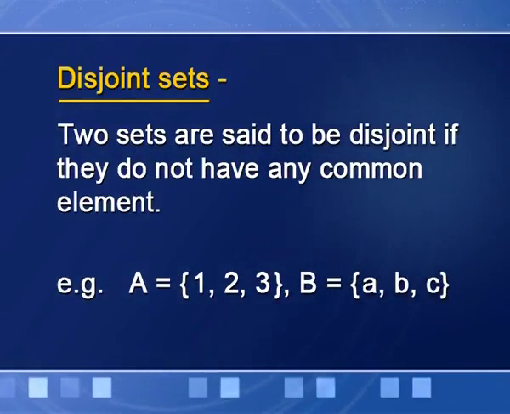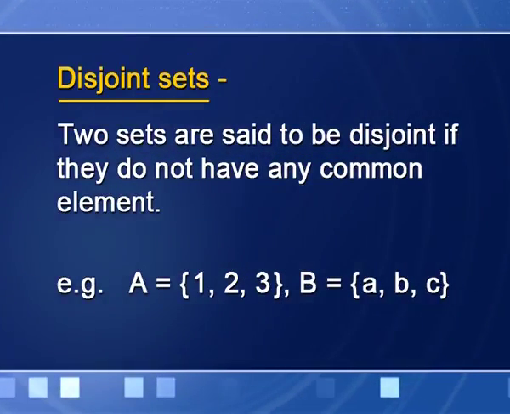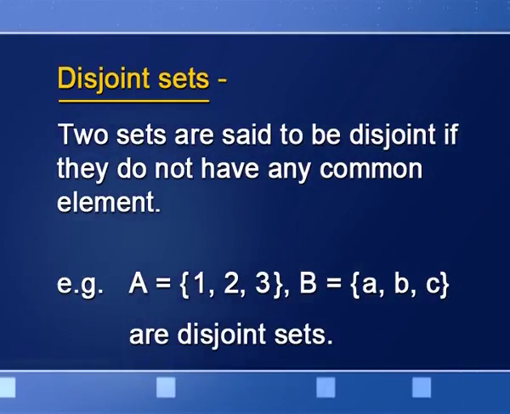Now these two sets have no element in common. So these two sets will be disjoint sets. We have one more definition here, friends: subset. Its name suggests its definition.